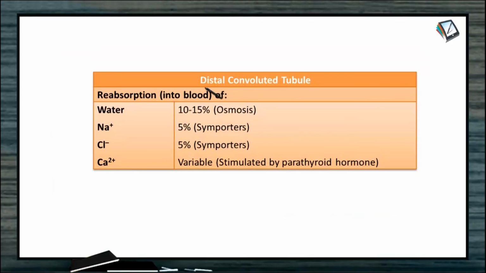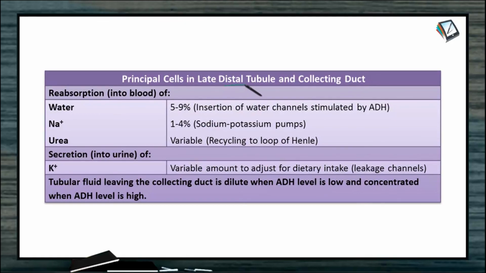Coming to the distal convoluted tubule. Here, reabsorption of substances into the blood of water is up to 10 to 15% by osmosis. Passively, the water is absorbed, and sodium ions and chloride ions are reabsorbed up to the level of 5% through the symporters. And calcium ions are absorbed in variable amounts as they are stimulated by the parathyroid hormone. The distal convoluted tubule has two types of cells. One is the principal cell and the other is the intercalated cells.